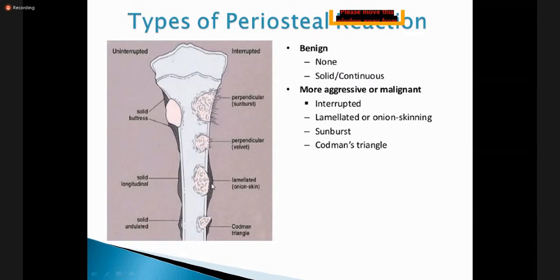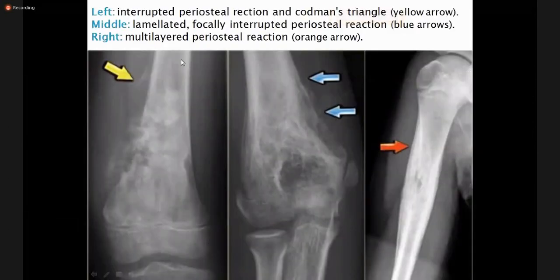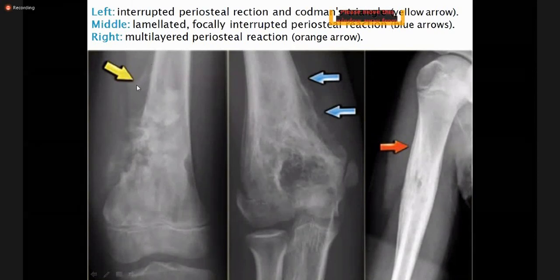Or there is a Codman's triangle. It means the white line is at a 45-degree angle to the bone. These are making a 45-degree angle. So that is the Codman triangle. So these are the multiple types of periosteal reaction on the X-ray. You see this white line. This is the Codman's type of periosteal reaction.